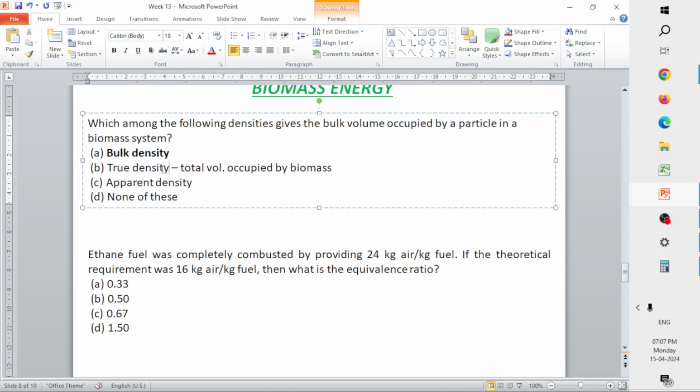So that is true density, and in case of this, it is the apparent volume, including the pores present in the biomass.